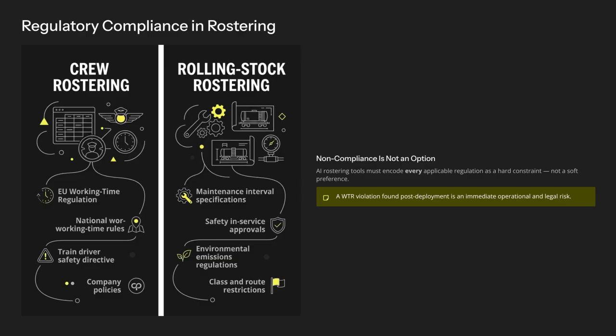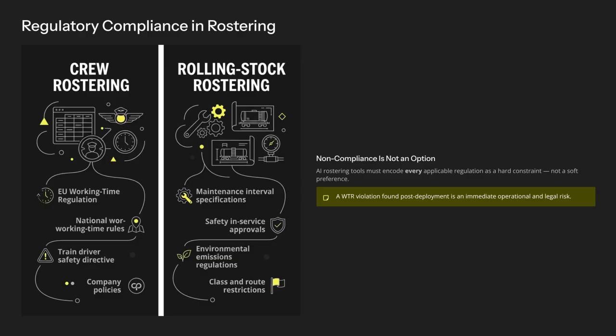Now, let's be clear about what non-compliance actually means, because this isn't a technical footnote. It has three distinct dimensions, and all three are serious. Legally, EU and national regulations give railway operators very little room to maneuver. Fines for violations range from 10,000 to 100,000 euros per violation. That's not an abstract risk, that's a direct financial and legal exposure.